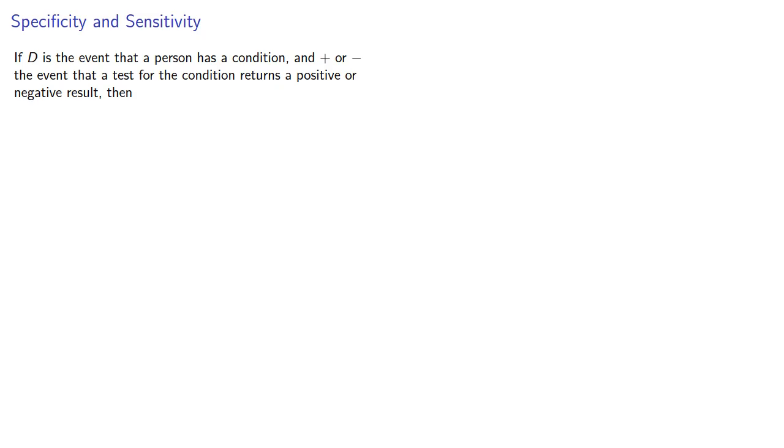If D is the event that a person has a condition and plus or minus the event that a test for the condition returns a positive or negative result, then the probability a person has a positive result given that they have the condition is the sensitivity of the test, and the probability the test returns a negative result given that the person doesn't have the condition is the specificity of the test.